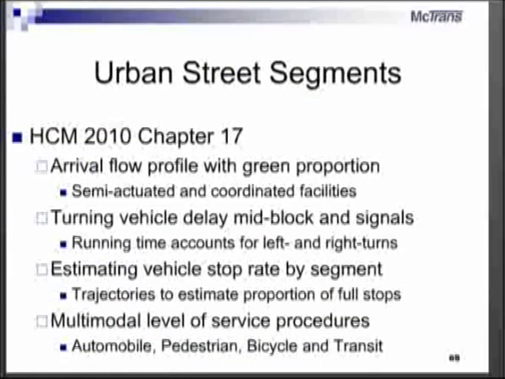Urban speed segments. Again, a lot happened in the 2010 manual. I'll just remind you, I think most of this was already said. You got a flow profile replacing arrival type, a very, very important change. And so now we're estimating the proportion arriving on green correctly. The better the coordination, the better the flow profile, the better the proportion arriving on green.